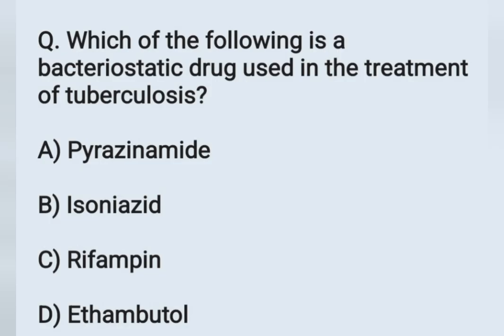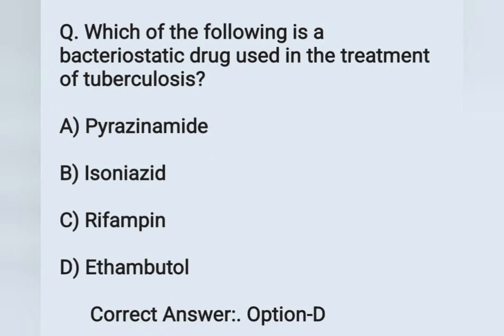And the next question is, which of the following is a bacteriostatic drug used in the treatment of tuberculosis? Options: Option A, pyrazinamide. Option B, isoniazid. Option C, rifampicin. Option D, ethambutol. The bacteriostatic drug is ethambutol. Option D is the correct answer, which is the bacteriostatic drug used for the treatment of tuberculosis.